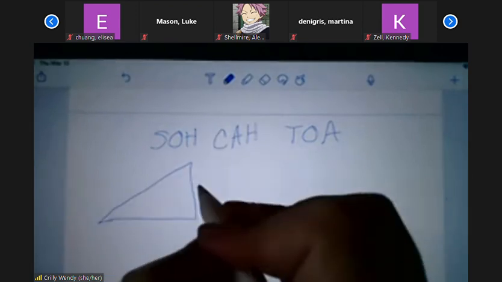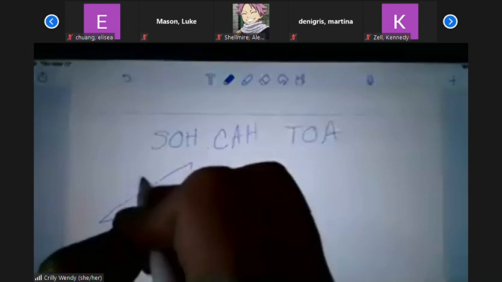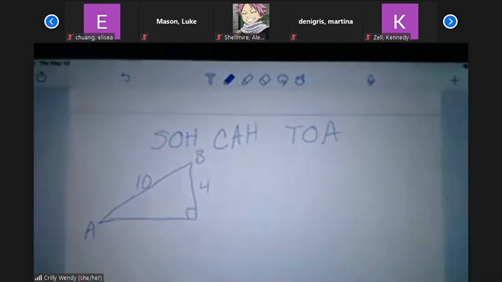So let's say I knew that this side was 4 and this side was 10. And I'm going to call this angle A and angle B. Well, looking at angle A, I guess a couple of people did get kicked out.